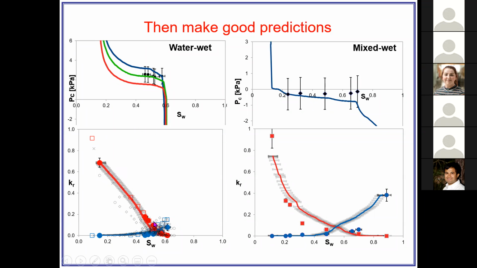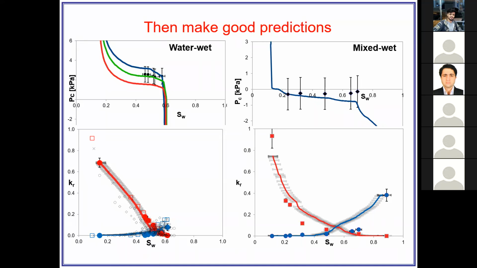And then here are the relative permeabilities. What is shown as the points are our measurements. These other points are other measurements in the literature. Our predictions go through those points, again, within the error. And there's a bit of fuzz here depending on our initial conditions in the model. In the mixed wet case, again, we can make very good predictions.